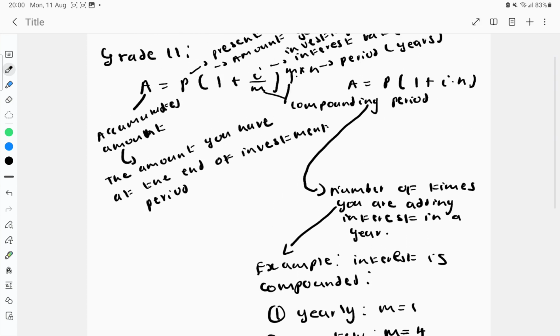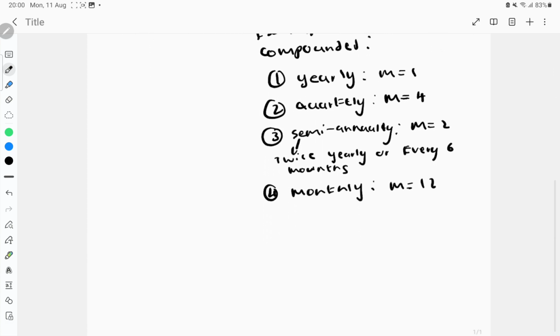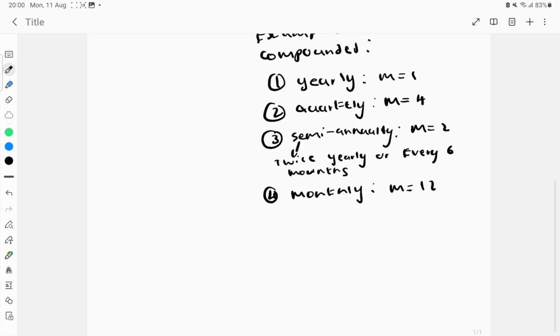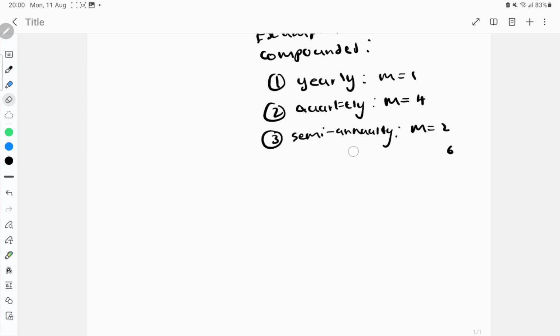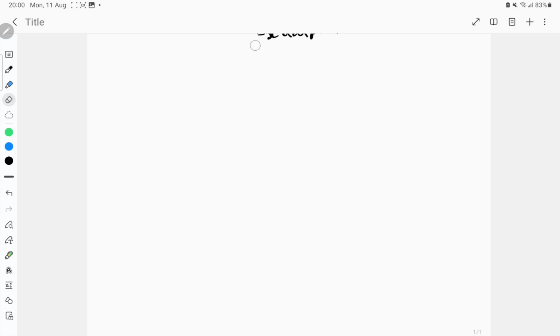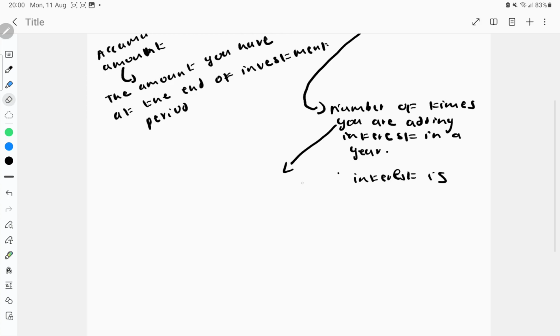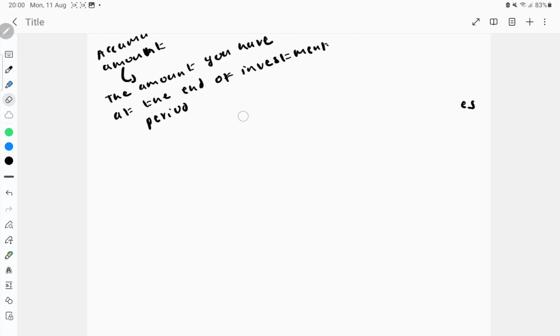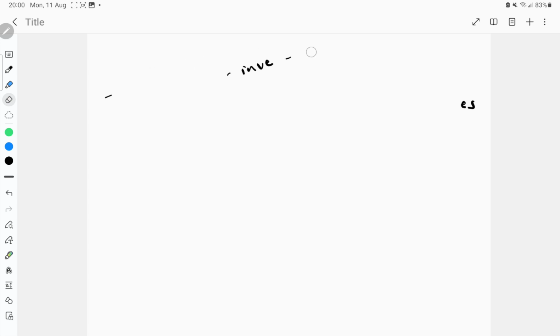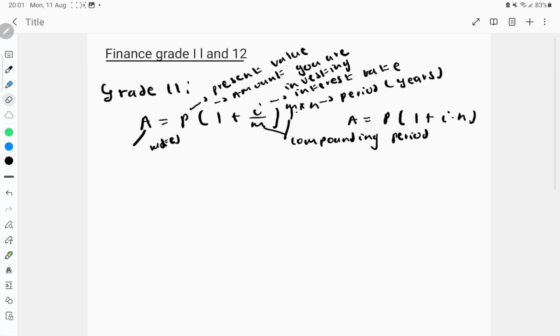Okay, this works only for compound interest most of the time. With simple interest, they hardly use a compounding period. Okay, then when you go to grade 12, let me wrap this. Okay, so this is what we have for grade 11.